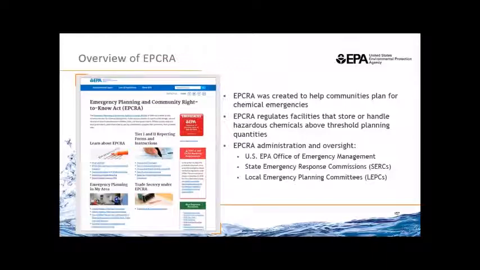So it's the actual facilities that produce, use, or store hazardous chemicals in quantities above a certain specific threshold quantity. Now, EPCRA is administered by US EPA's Office of Emergency Management. And it's also implemented by the state emergency response commissions and then the local emergency planning committees.